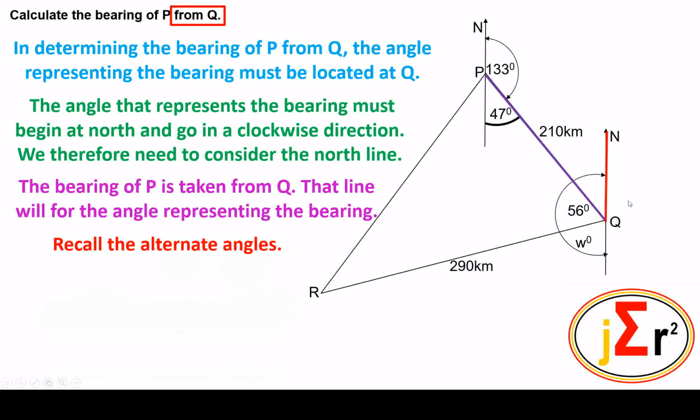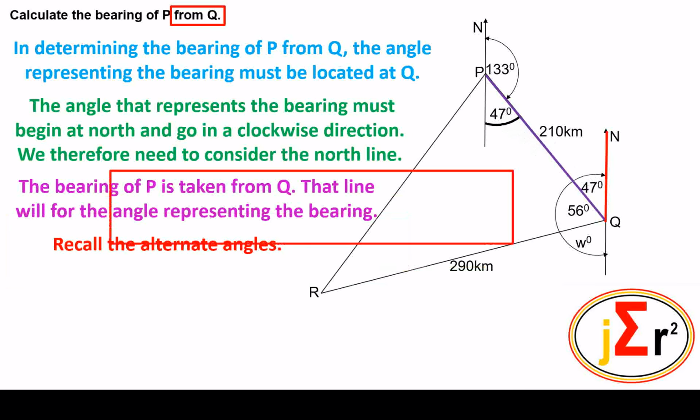Recall that alternate angles are equal. This angle is 47 degrees. We know that this has to be 47 degrees by alternate angles. Also, we demonstrated that on a previous audiovisual. 47 degrees will be right there.